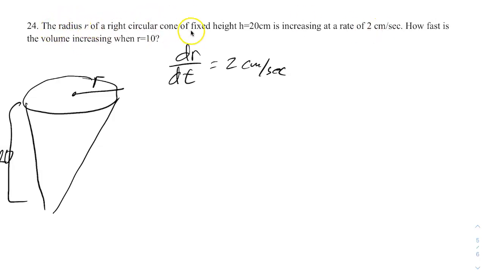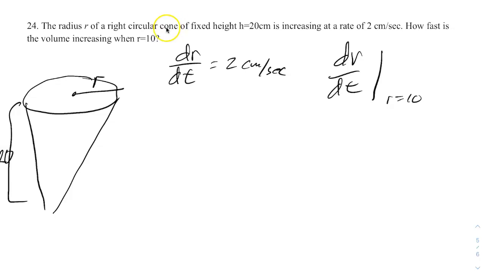The radius of a right circular cone of a fixed height is increasing at a rate of 2 centimeters per second. So it's not like the other ones we're doing. We're just saying, here's a cone. I probably drew it too big. It's a fixed height, so height's 20. The radius is changing at a rate of 2 centimeters per second. So this is getting bigger. How fast is the volume increasing when r is 10? So they want to find dV/dt when r is 10.